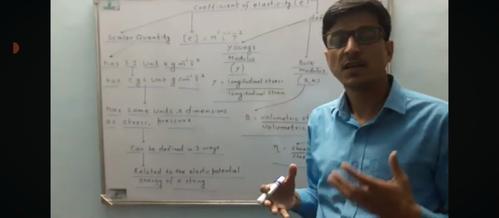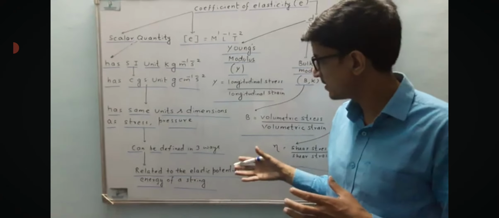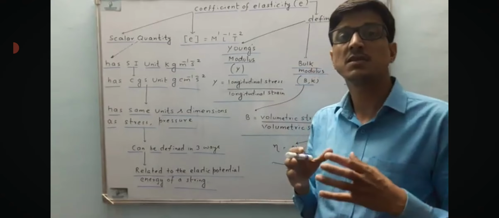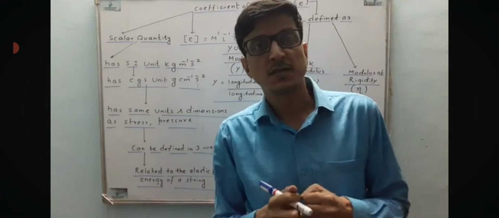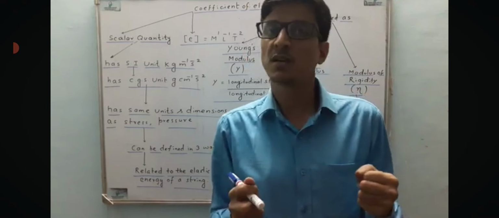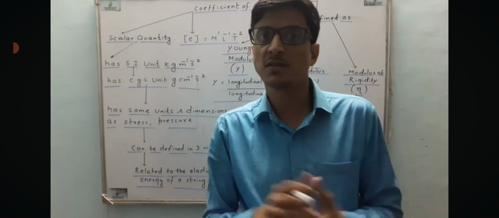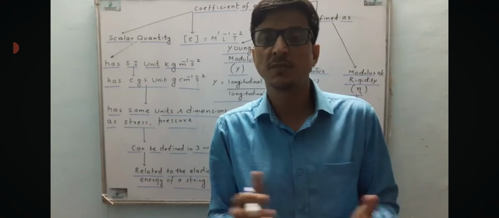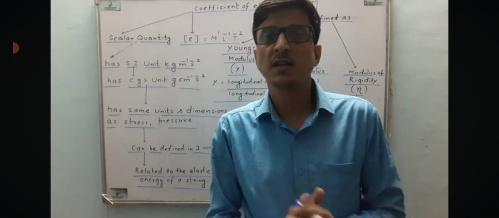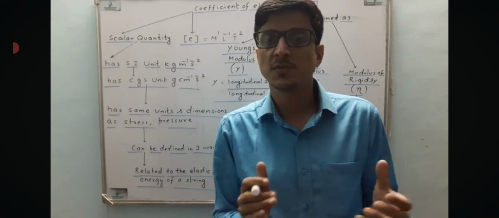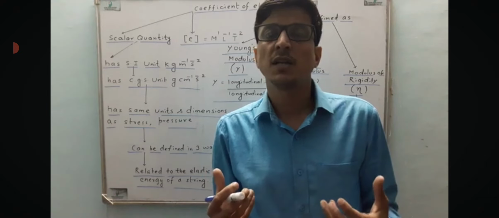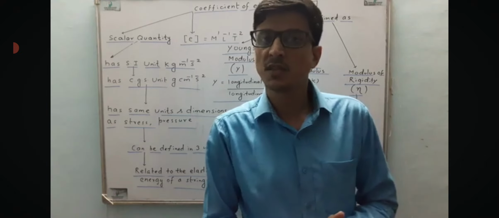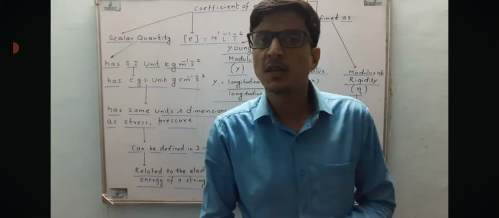The next thing is it can be defined in three ways as I have already told, and it is related to the elastic potential energy stored in a string. You see, if you stretch a string, then due to internal forces there is a redistribution of the atoms, and because of that redistribution there is a strain inside the material, because of which an elastic potential energy is stored within the material. So it is very related to that.